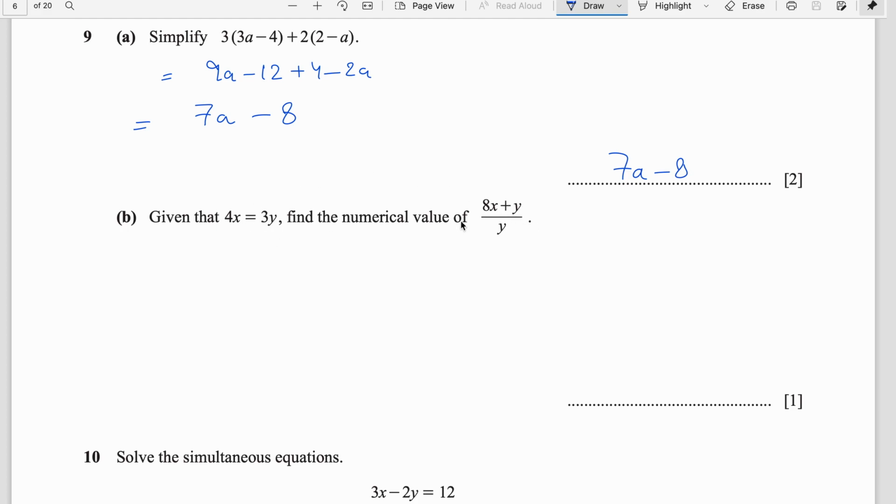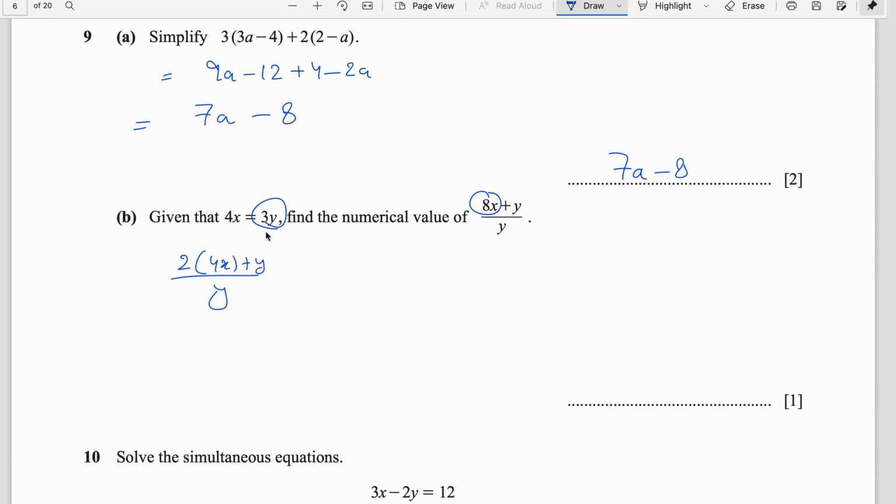Given that 4x equals 3y, find the numerical value of this. So you can substitute any of the numbers, x or y, it is your choice. So let's say I'm changing this as 4x plus y over y.